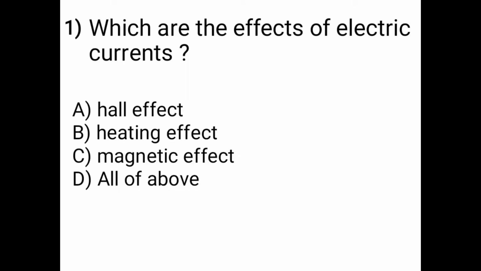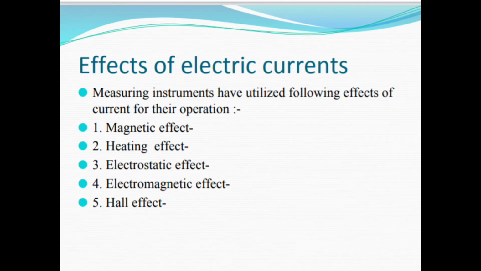The first question is, which are the effects of electric currents? Options are A, Hall effect, B, heating effect, C, magnetic effect and D, all of the above. The correct answer is option D, all of the above. Hall effect, heating effect, magnetic effect are all effects of electric currents. Here we see the effects of electric currents in detail.